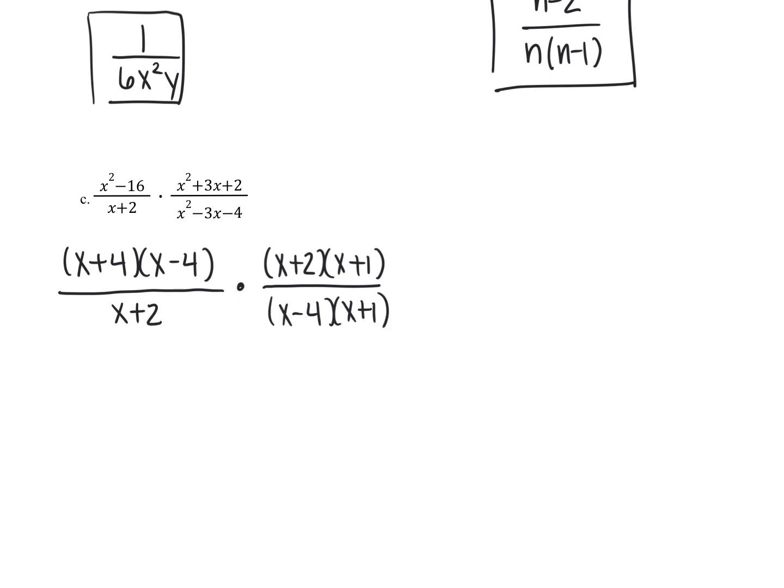So when I look for things that can cancel, it doesn't necessarily have to be the numerator and denominator of one fraction. It can be anything in a numerator and anything in a denominator that are the same that can cancel. So my x minus 4s are going to cancel, and the x plus 1s, and the x plus 2s. So the only thing I have left is x plus 4. And I don't have to put it all over 1 because anything divided by 1 is just itself. So it's just going to be x plus 4.